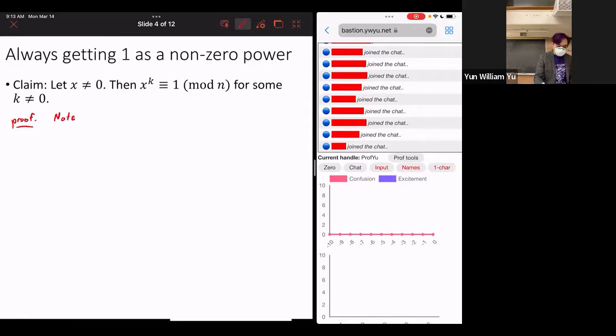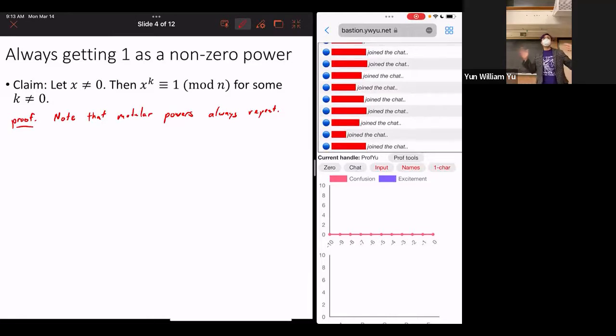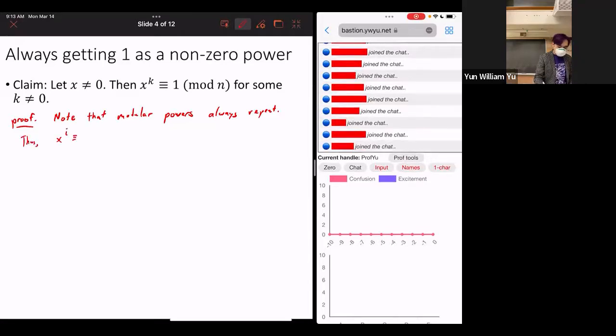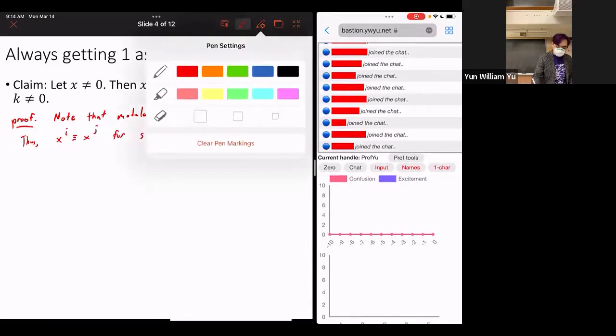So the first thing is we proved last time that modular powers always repeat. Okay, so that was one of our starting things, the things we already know, right? Whenever you're proving stuff, you can start with anything you already know from other stuff we've done in this class. And so one thing that we know from last time is modular powers always repeat. Plus, we know that x to the i is equivalent to x to the j for some x, for some i not equal to j.